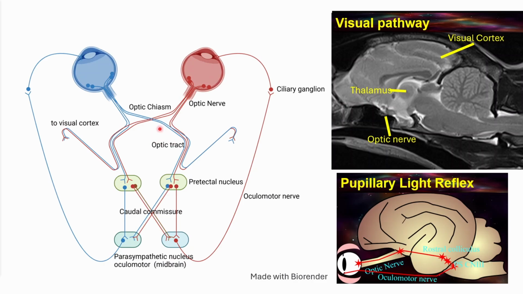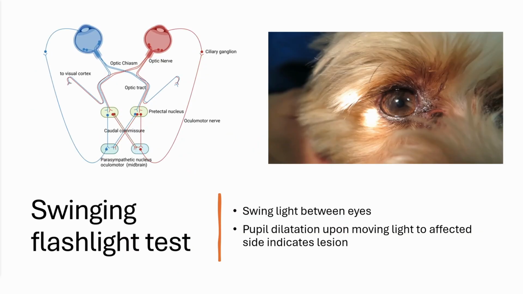So these are two very different things, but because they both involve the photoreceptors of the retina, the optic nerve, the optic chiasm and the optic tract, we can get some localization of the blindness by comparing whether or not the animal is visual and whether or not there is a pupillary light reflex present. And we often use something called the swinging flashlight test for this. So the principle of the swinging light test is that you swing the light between the eyes.